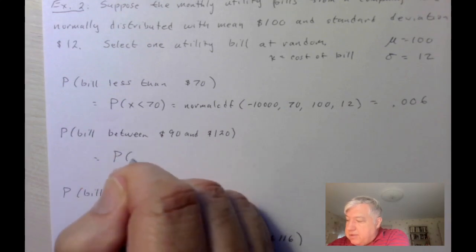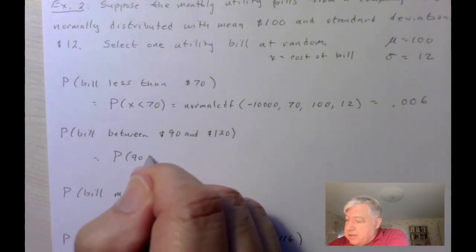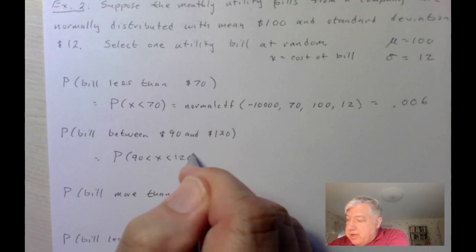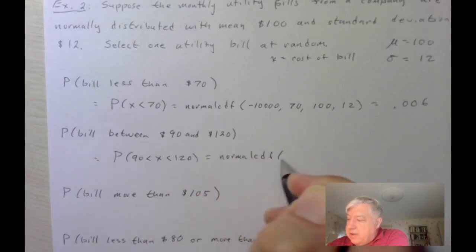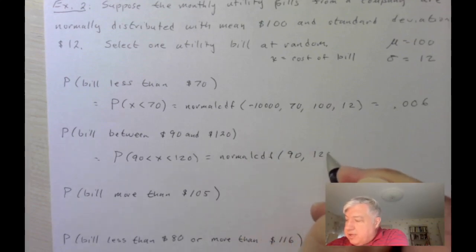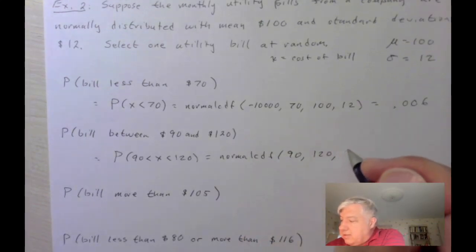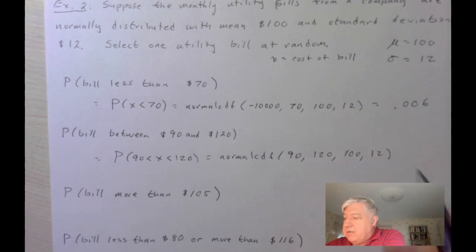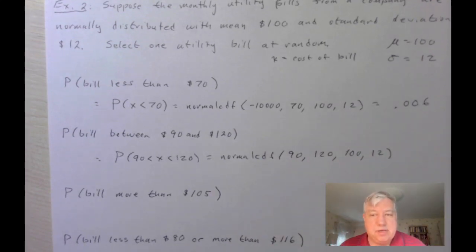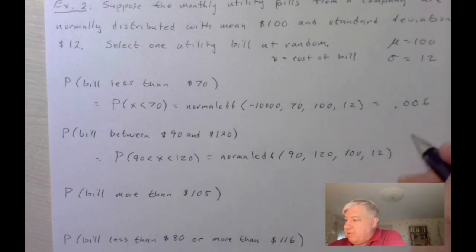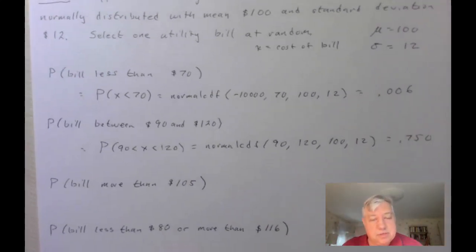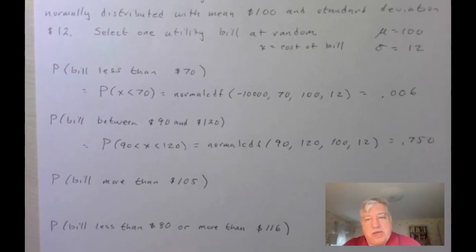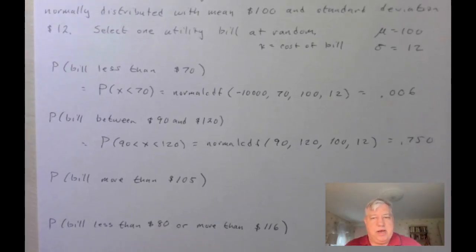If we want to find the probability that the bill is between 90 and 120, this is the probability that x is between 90 and 120. This would be normal CDF of 90, 120. Those are our endpoints. And then 100 is still the mean, and 12 is still the standard deviation. And this turns out to be 0.750, or 75%. So basically 75% of the bills are between $90 and $120 is what we get from this.